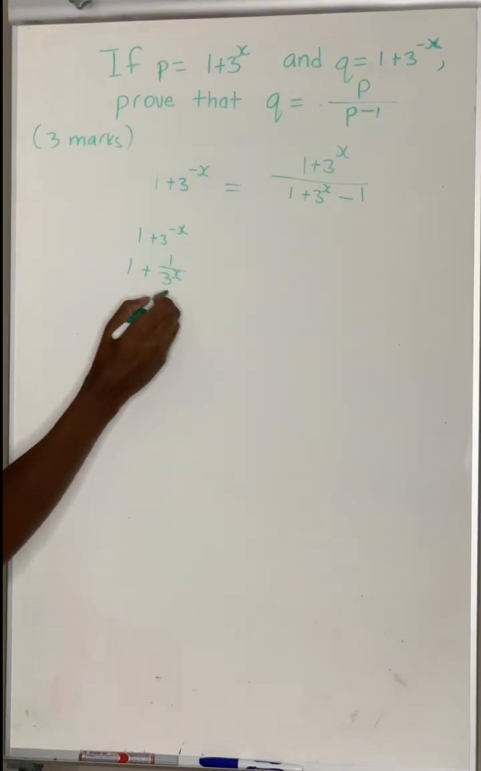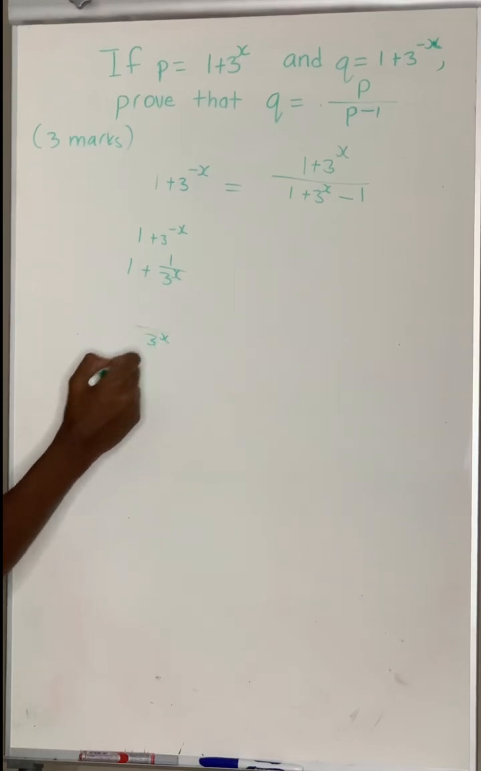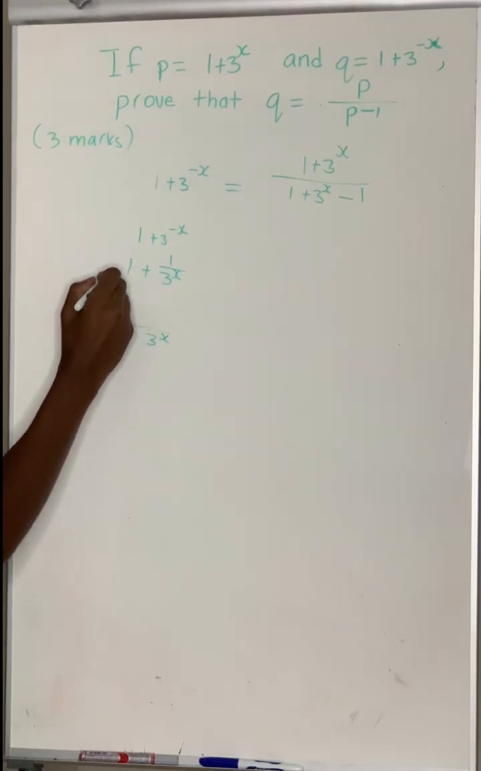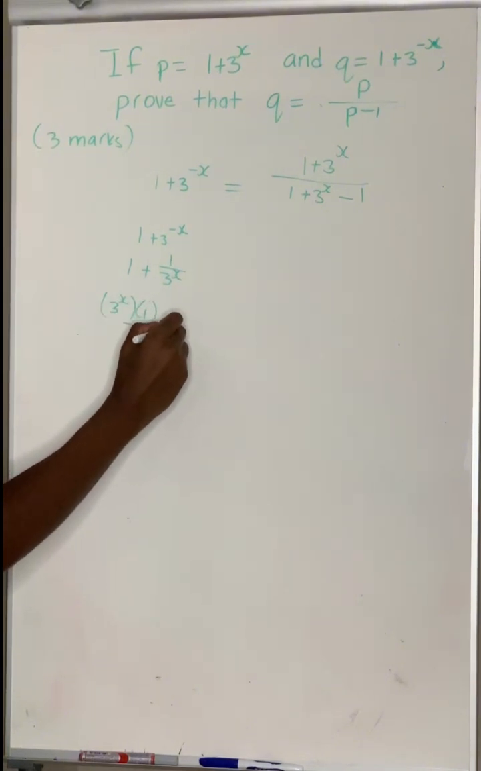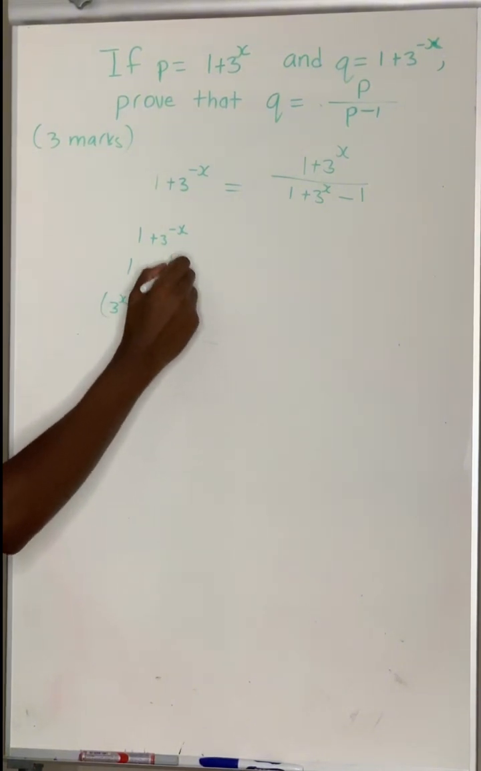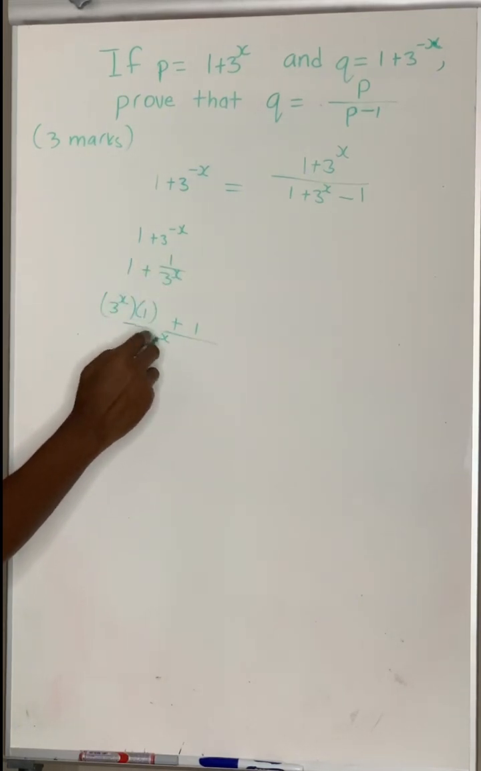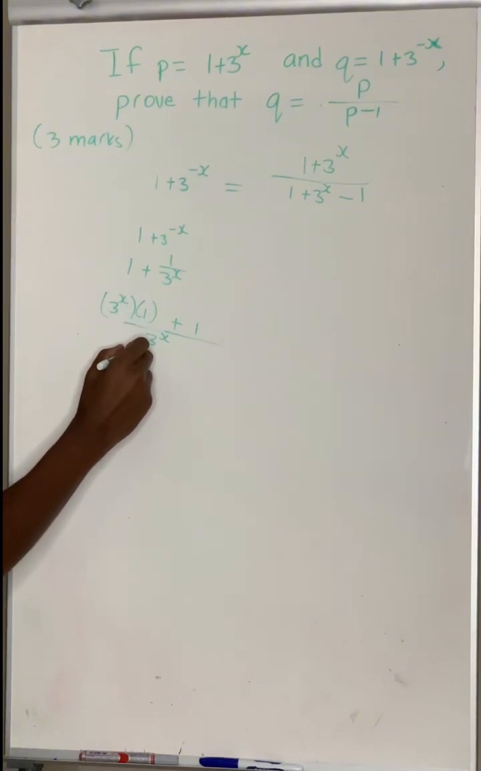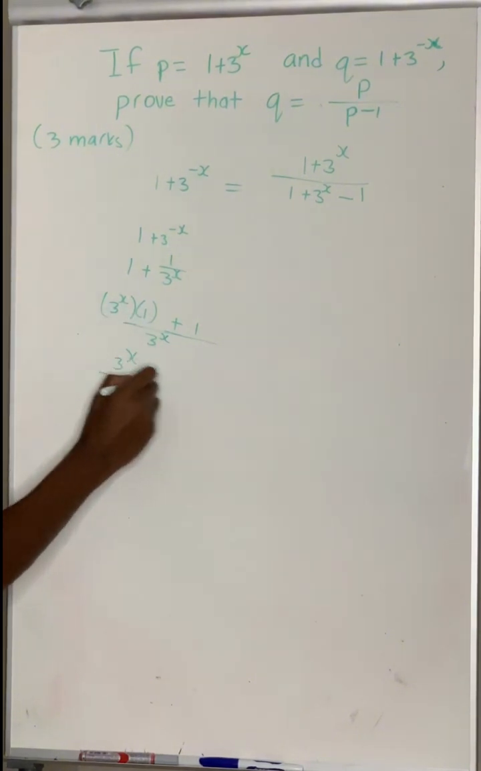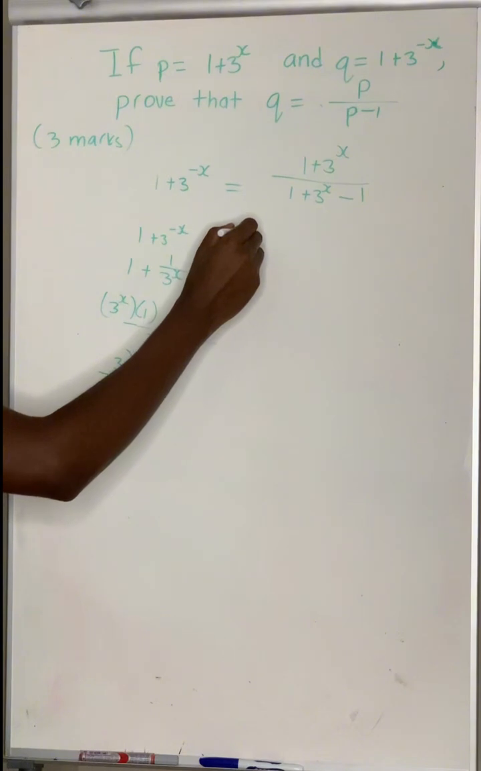Now the common denominator here is 3 exponent x. So you're going to multiply 1 with 3 exponent x, plus this 1 over here. You won't multiply with anything because it has this common denominator of 3 exponent x. 3 exponent x times 1 is 3 exponent x, and then plus 1, all of that divided by 3 exponent x. Now let's see what's happening on the right hand side.